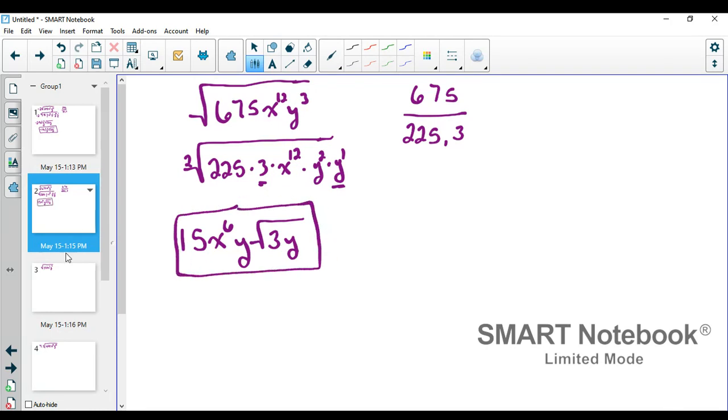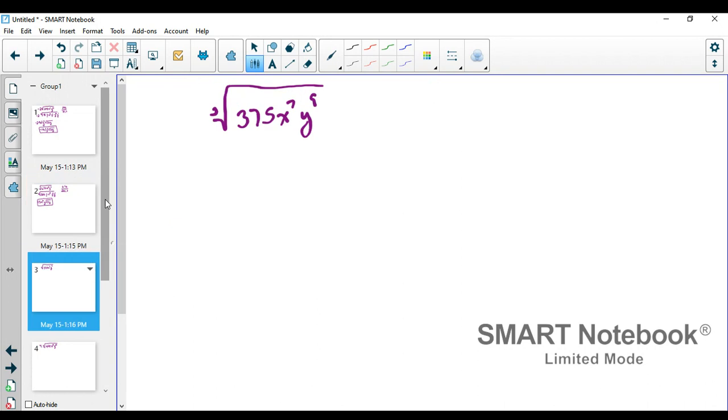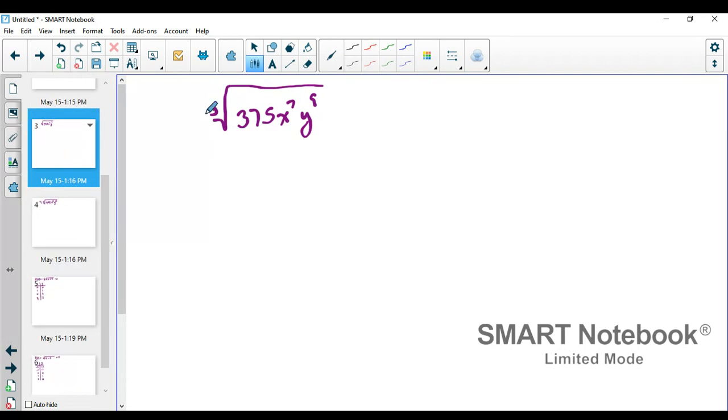All right, so that's square roots. I'm also going to do a couple cube root examples. I don't have any fourth root ones. I can do some more if we need them later on.